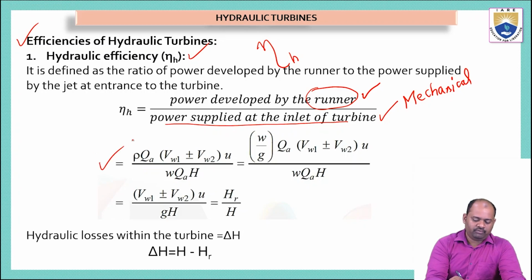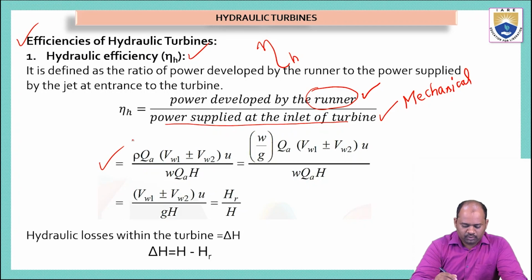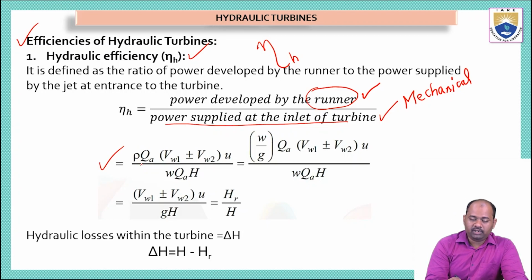Now let us try to see a formula for these values. Here we have the power developed in the runner. The values are rho, QA, VW1, VW2. These are all the values of the water that is flowing through the inlet of the runner, that is, in the nozzle. So we have to calculate all these values. First one is rho. Rho stands for the density of water. QA is nothing but the discharge of the water that is coming out of the nozzle. And VW1 is the whirl velocity.